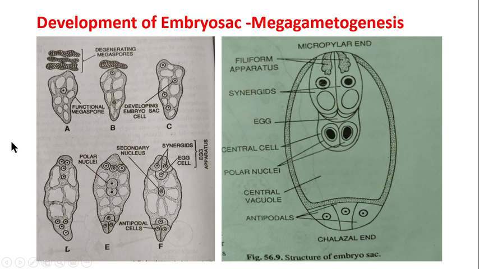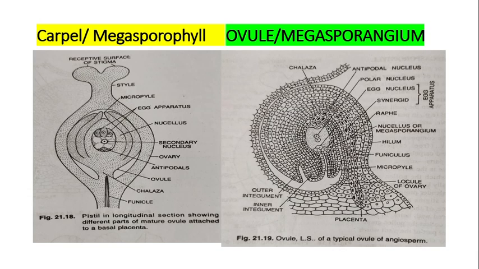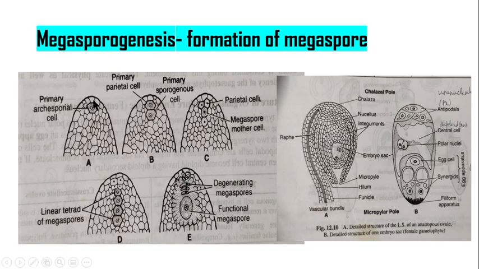Now once again we will move back so that we can revise the same thing. Look, this is the position of the ovule, which is the megasporangium covered by the integuments. This is the nucellus tissue, and one of the cells just beneath the epidermis, a hypodermal cell, will behave like a primary archesporial cell and give rise to the megaspore mother cell. This megaspore mother cell through meiosis forms the linear tetrad of megaspores, which will be haploid in nature, and out of these 4 megaspores, 3 will degenerate and 1 will work as the functional megaspore.